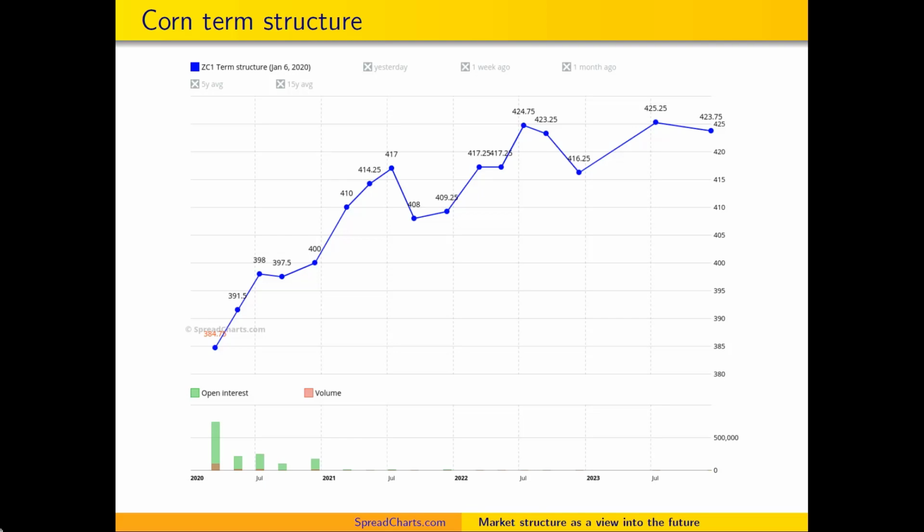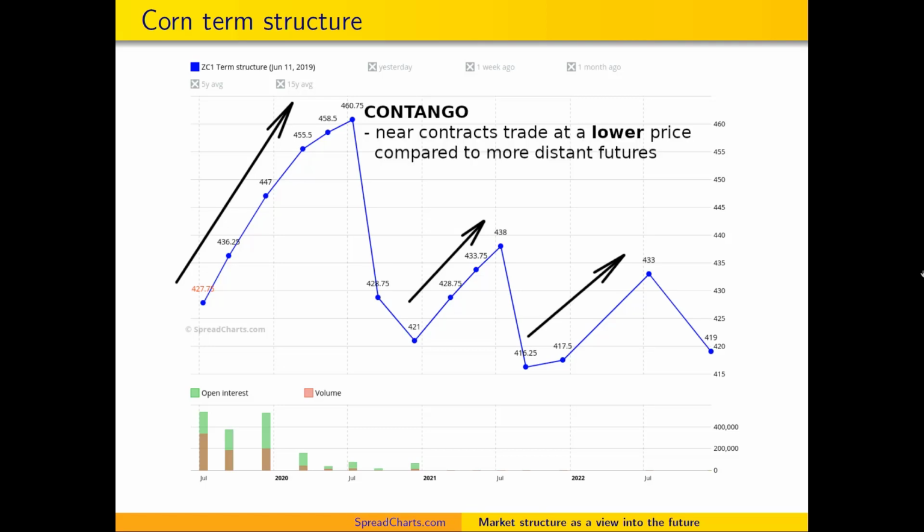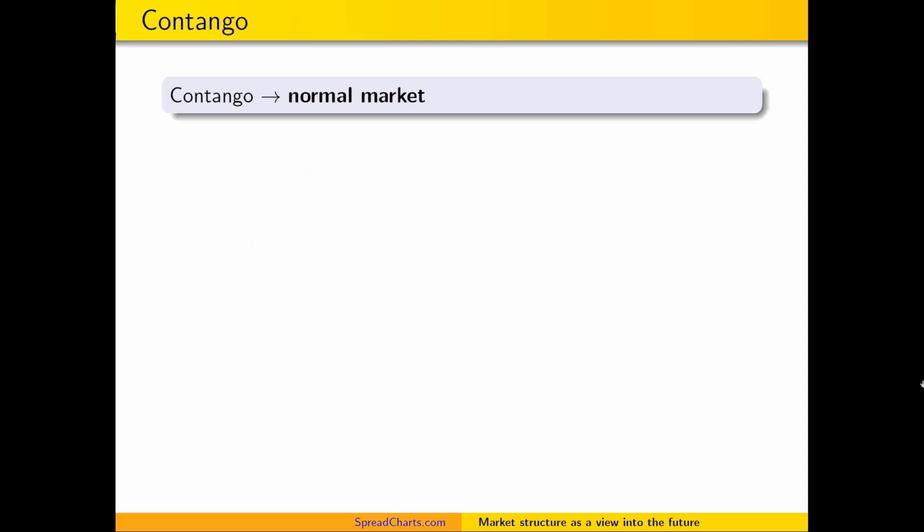First of all, let's focus on the part of the term structure where the curve is rising. This is called contango. It means that the more distant contracts are more expensive than near contracts on the segment of term structure we are looking at. Contango is the normal state of the market. And why? The most important factor is the storage cost.